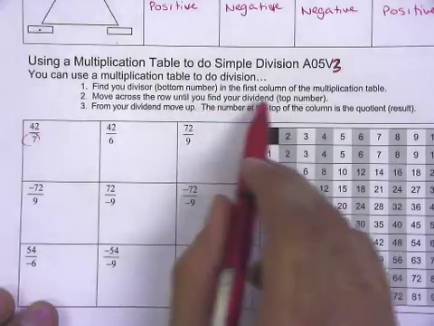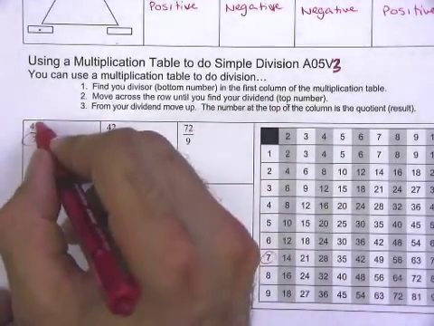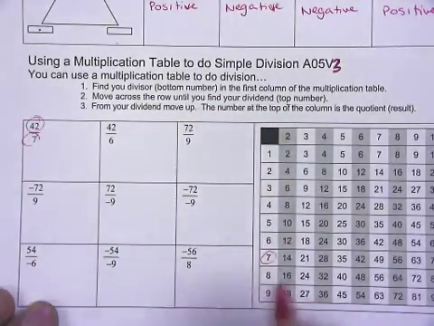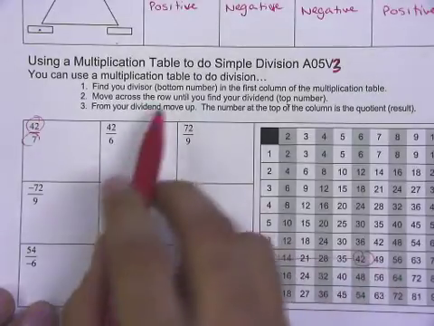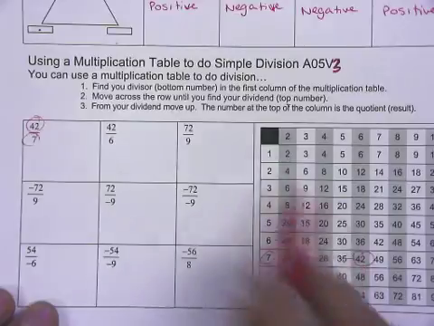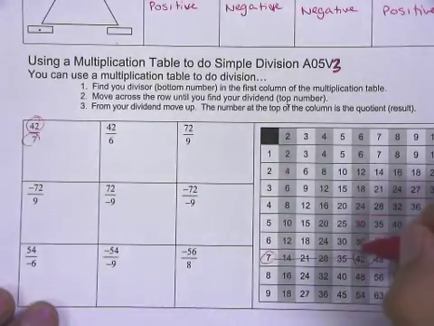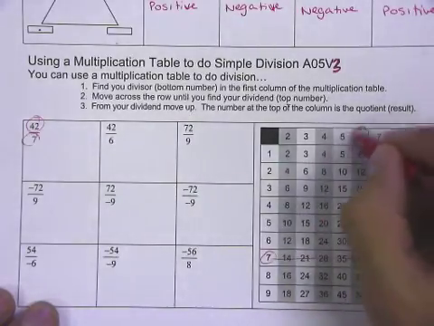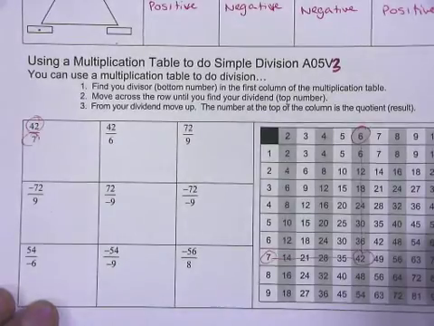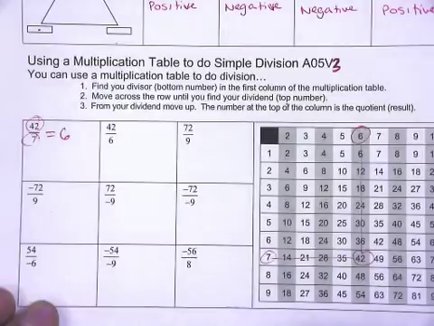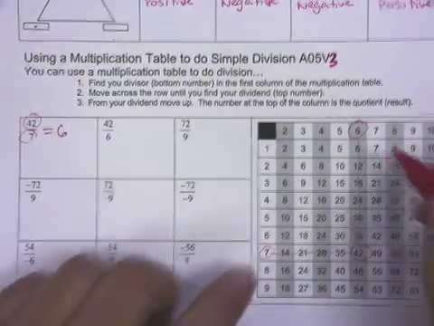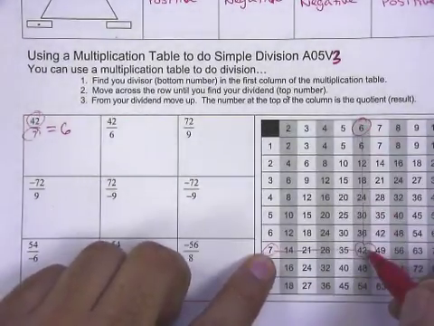Move across the row until you find your dividend. That's the thing you're dividing. So we're dividing 42 by 7, so we'll start at the 7. Move across till we find the 42. And then from that dividend, from the 42, move up. The number all the way at the top of our multiplication table is the result of the division. 42 divided by 7 equals 6. Why? Well, because 6 times 7 is 42.